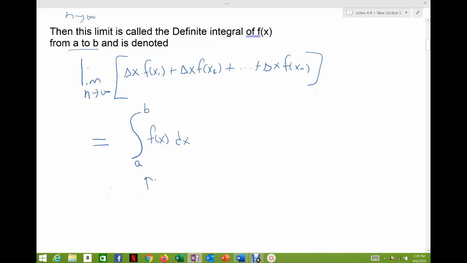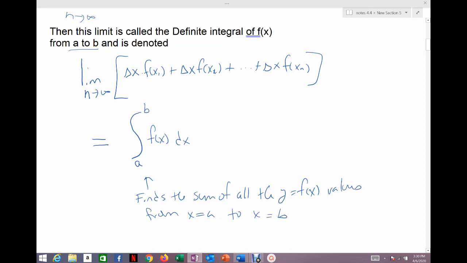And so this is an accumulation function, meaning it finds the sum of all the function values, all the y values, from x equals a to x equals b. And that has to do with area. So it's an accumulation function. It accumulates all of the function values, the y values, from point A to point B. That's what this definite integral is doing.